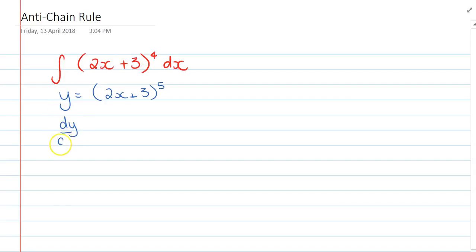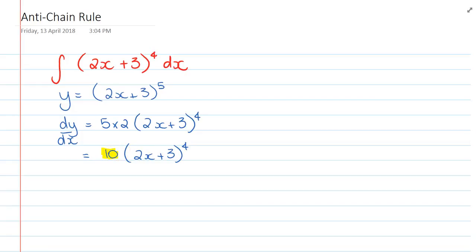So differentiating with respect to x, we need to use the chain rule. So it becomes 5 multiplied by 2, because we find the derivative of the inside, outside of (2x + 3) to the power of 4. Simplify that and we've got 10 outside of (2x + 3) to the power of 4. So you can see how close we are to the original one when we derive this. The only difference is we have a constant of 10 out the front.